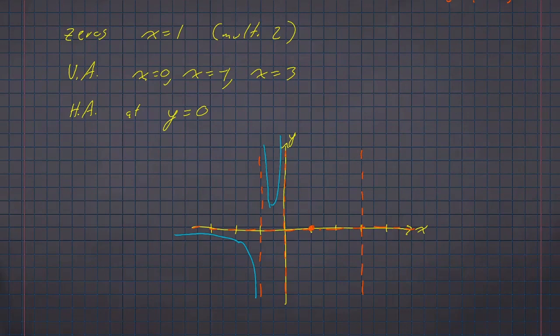Between 0 and 1, the graph was negative, which means it's going to head down towards this asymptote. Between 1 and 3, the graph was still negative, so it's going to head down towards that asymptote. And to the right of 3, it was positive. So we're going to head up towards the asymptote here and trail off that way somewhere or another. And with that, we've drawn the graph of a fairly complicated rational function.